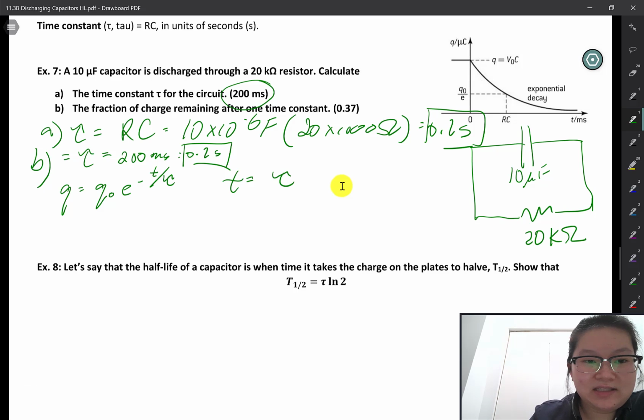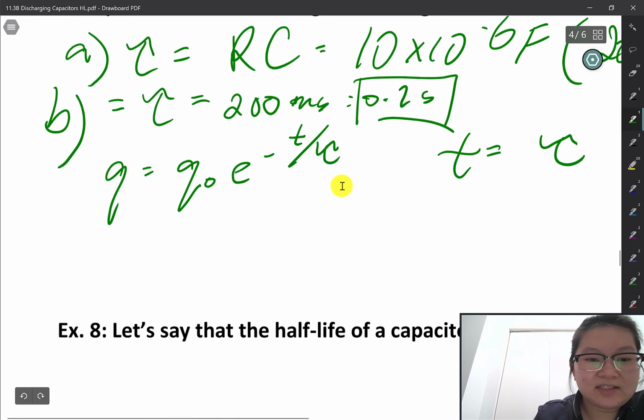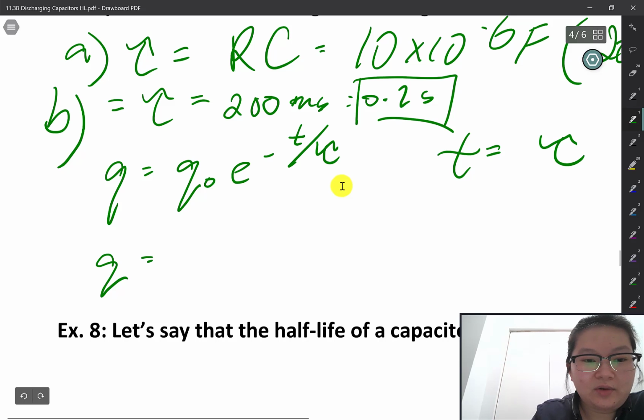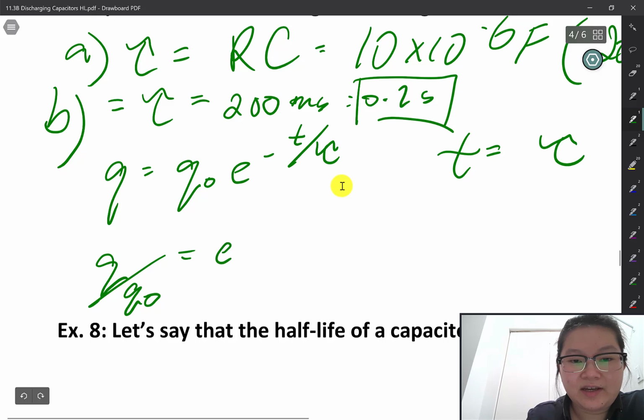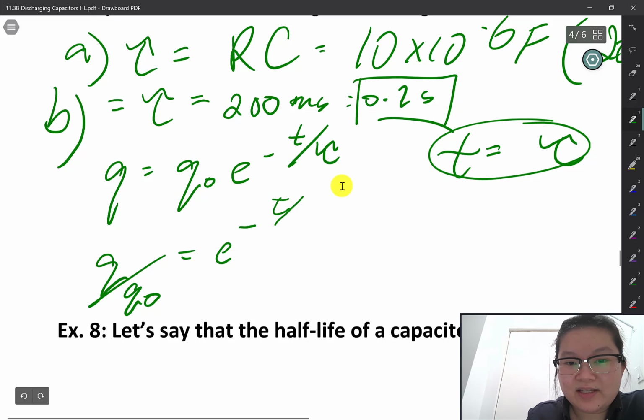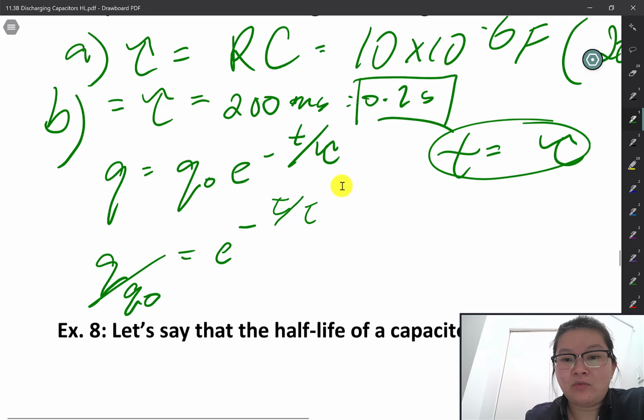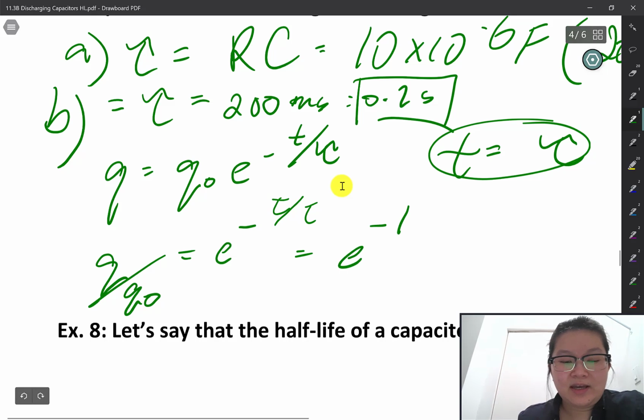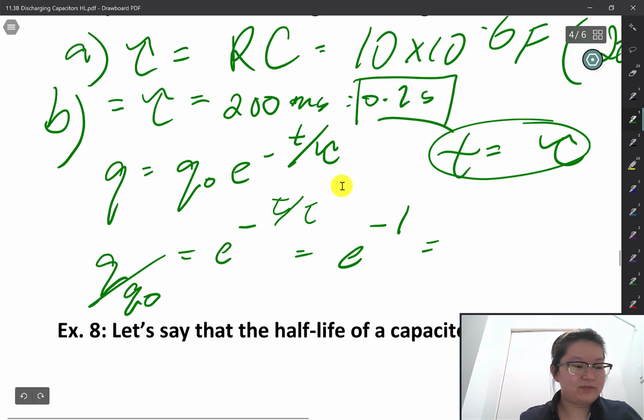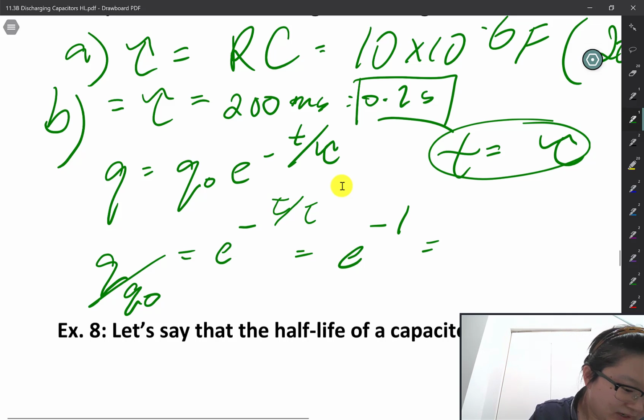Which means that this equation is going to simplify. Actually, since we're asking for the fraction, I'm just going to divide the Q naught to the other side. e to the power of negative t is going to be tau. So we get tau over tau, and essentially that's just e to the power of negative 1, okay? So let's just write e to the power of negative 1, and guess what? Let's calculate e to the power of negative 1. And I already know what it is, but I will just do it in front of you. Okay, so here we go.